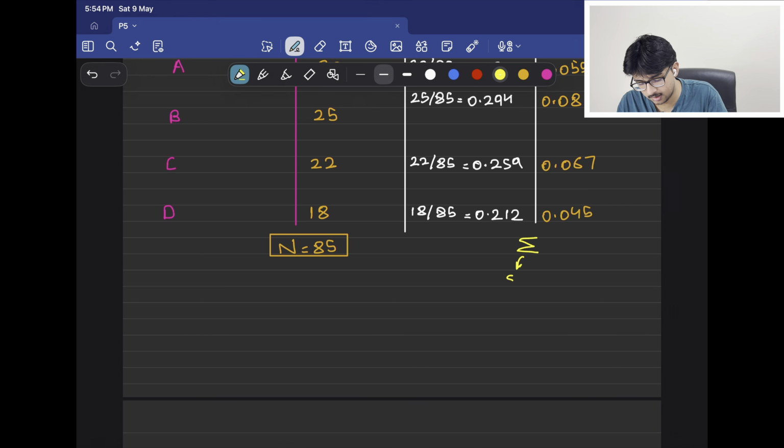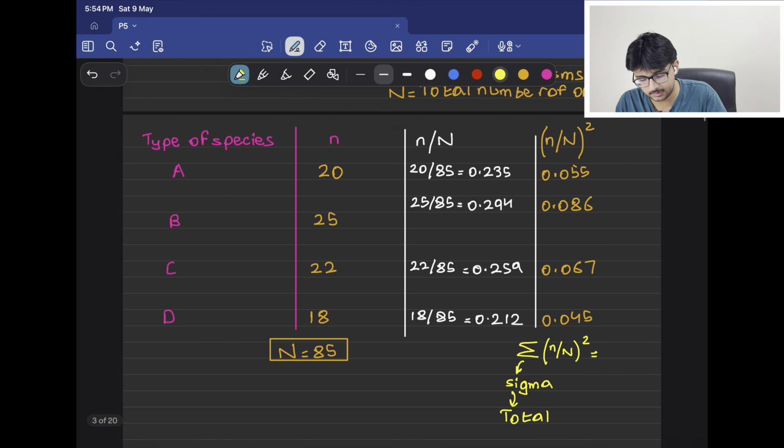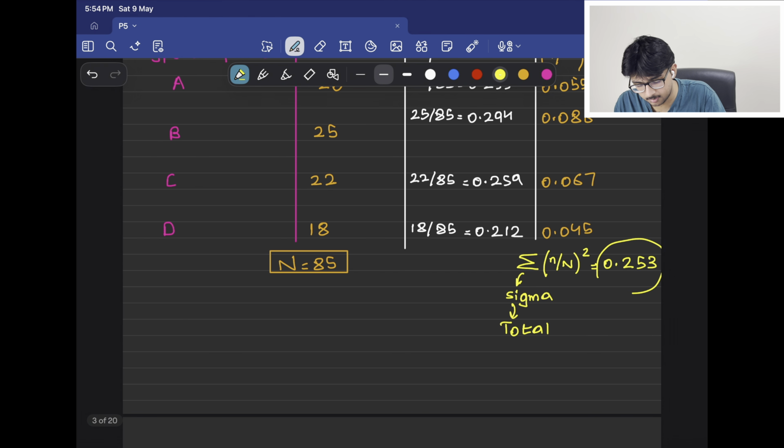This sign refers to the word sigma, which in English refers to the word total. So what is the total of small n over capital N whole squared? It's just the sum of all of these values. So 0.055 plus 0.086 plus 0.067 plus 0.045. And this comes out to be 0.253. That's the sigma n over capital N whole squared.